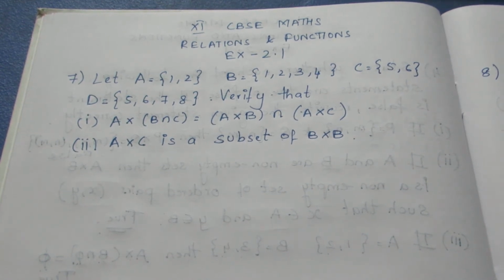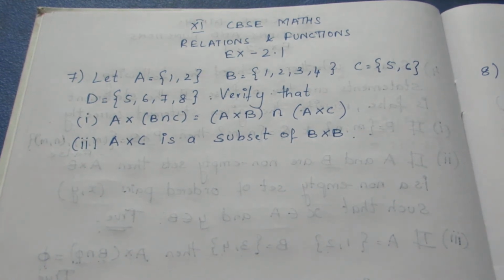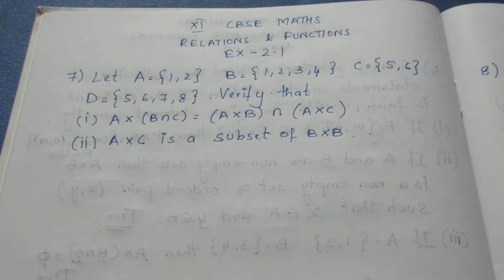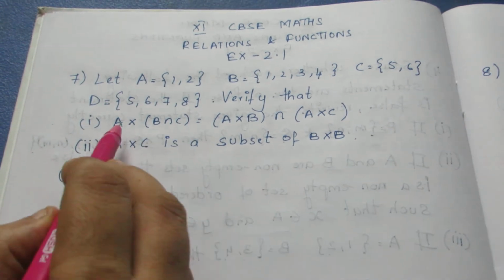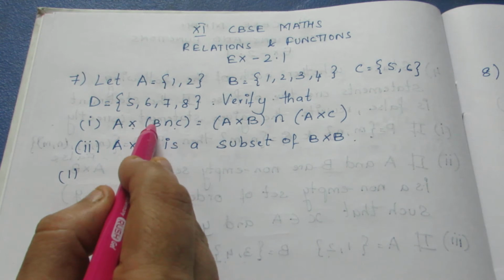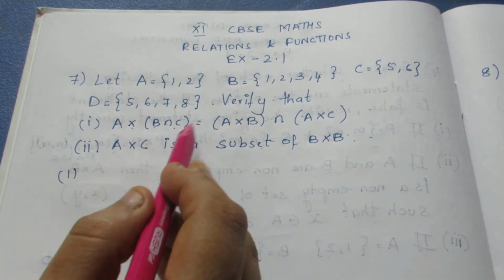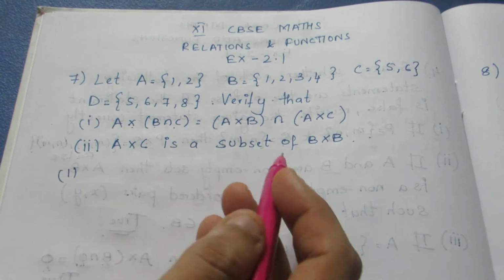Let's see the question. Let A equal to {1, 2}, B equal to {1, 2, 3, 4}, C equal to {5, 6}, D equal to {5, 6, 7, 8}. We need to verify in the first subdivision that A cross (B intersection C) is equal to (A cross B) intersection (A cross C). So we need to verify whether this is true or false, whether this is equal or not.